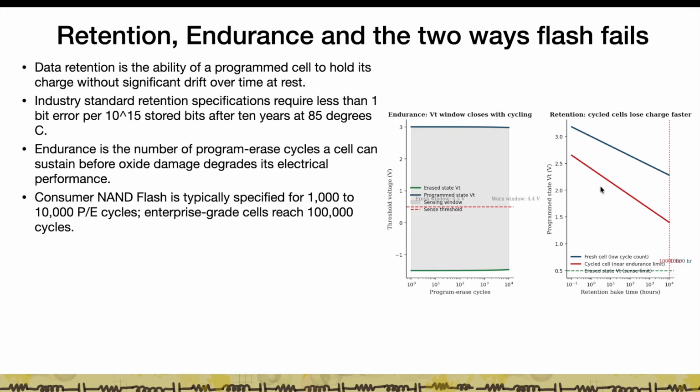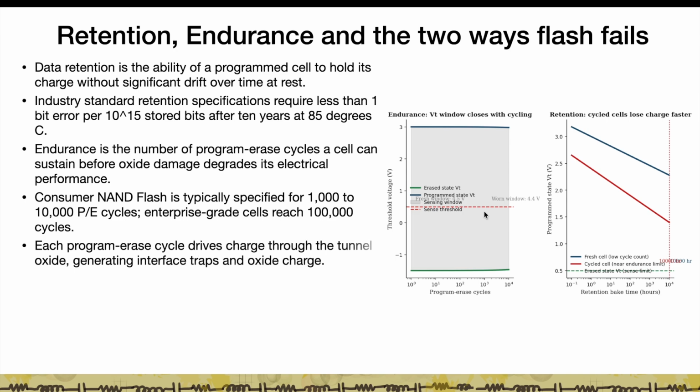The second is an endurance failure. Every program erase cycle forces a large current through the tunnel oxide. Each pass of that current generates interface traps at the oxide silicon boundary and leaves behind fixed charge in the oxide bulk. Now, these defects don't anneal at room temperature, they accumulate. And as they accumulate, they shift the threshold voltage of both the erased and programmed states, and the window between them narrows.